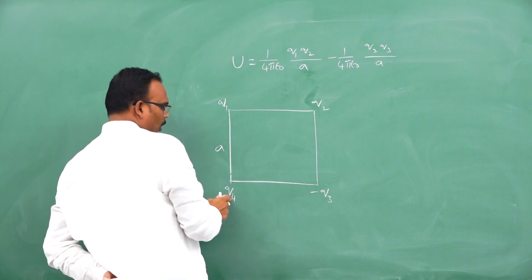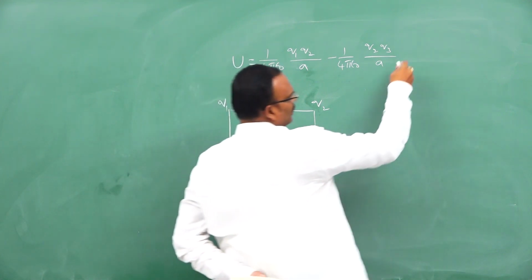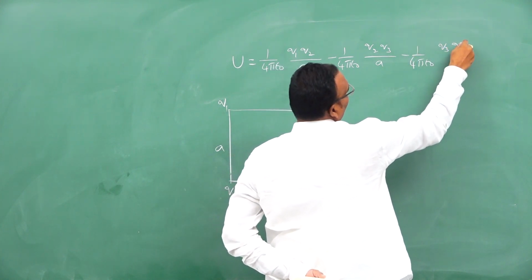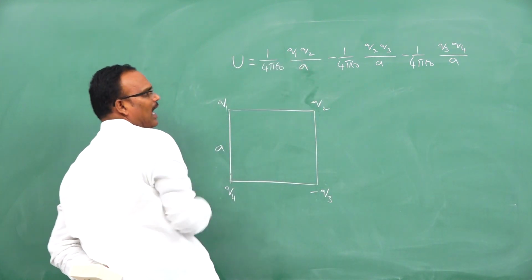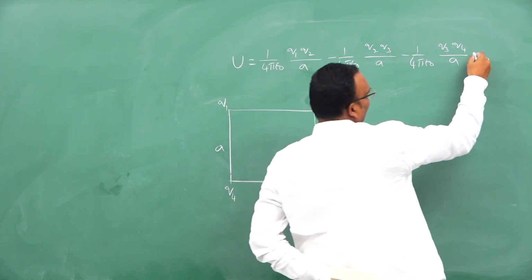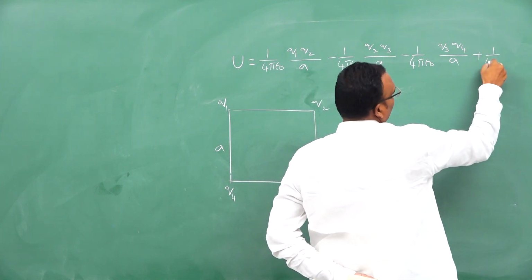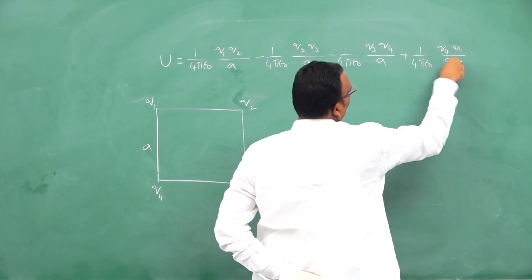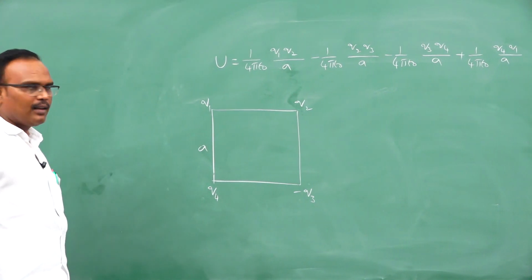Next Q3 and Q4 are interacting, one is negative, another is positive, so this is minus 1 by 4 pi epsilon naught Q3 Q4 by A. Next Q4 and Q1 are interacting, both positive charges, so positive potential energy, that is 1 by 4 pi epsilon naught Q4 Q1 by A. We have taken all these interactions.